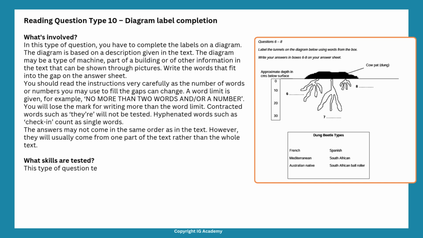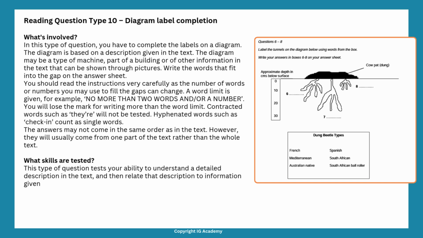This type of question tests your ability to understand a detailed description in the text and then relate that description to information given in a diagram. The number of questions is variable.